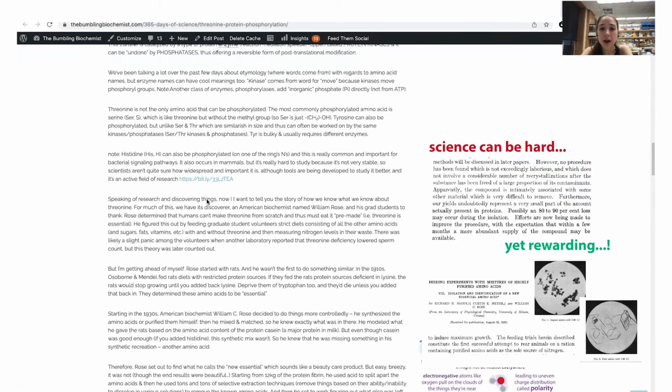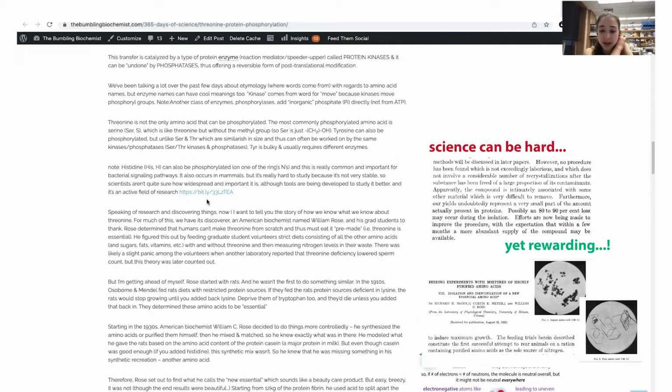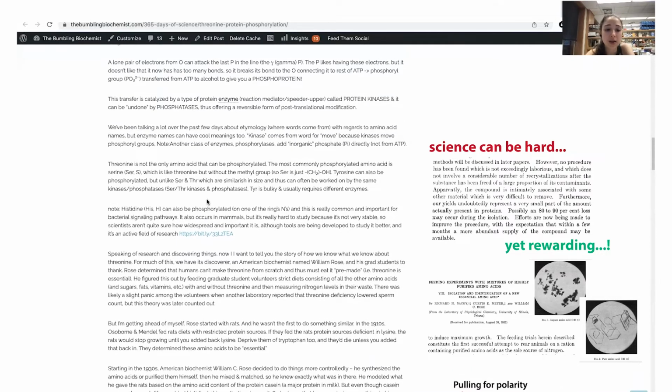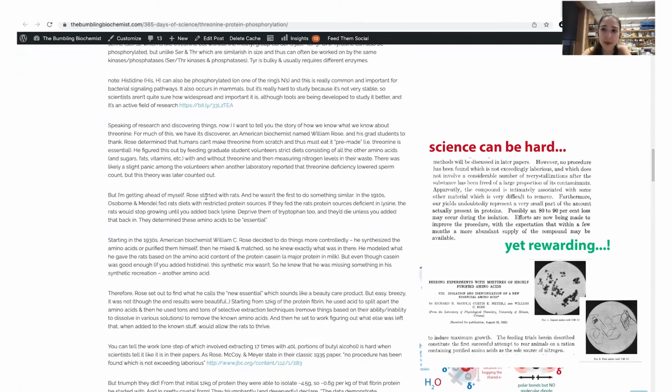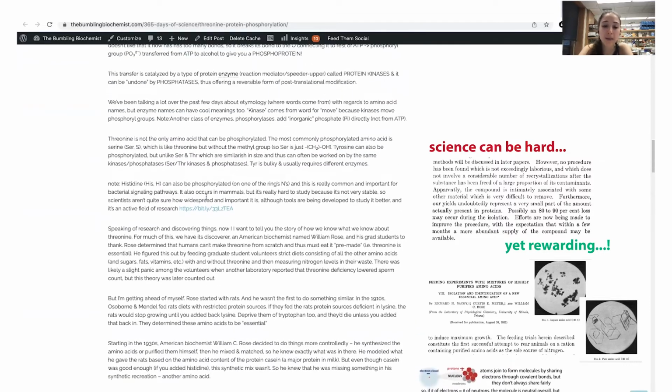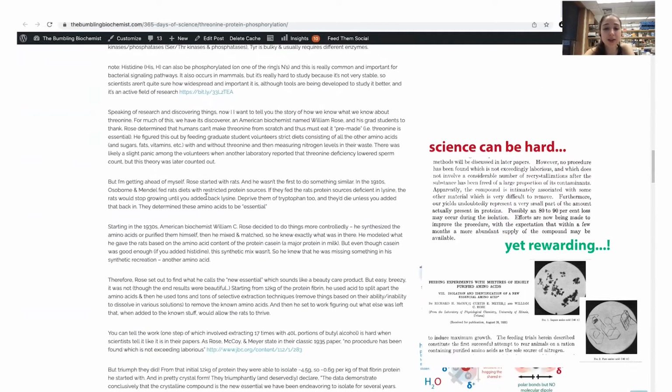And people didn't really know if there were more amino acids, like was there a 20th, was there still a missing amino acid? So people were trying to figure out how many amino acids there were, and which of them were essential, meaning that you need to get them from your food, because your body can't make them itself. And so William Rose and his grad students figured out that threonine is an essential amino acid.